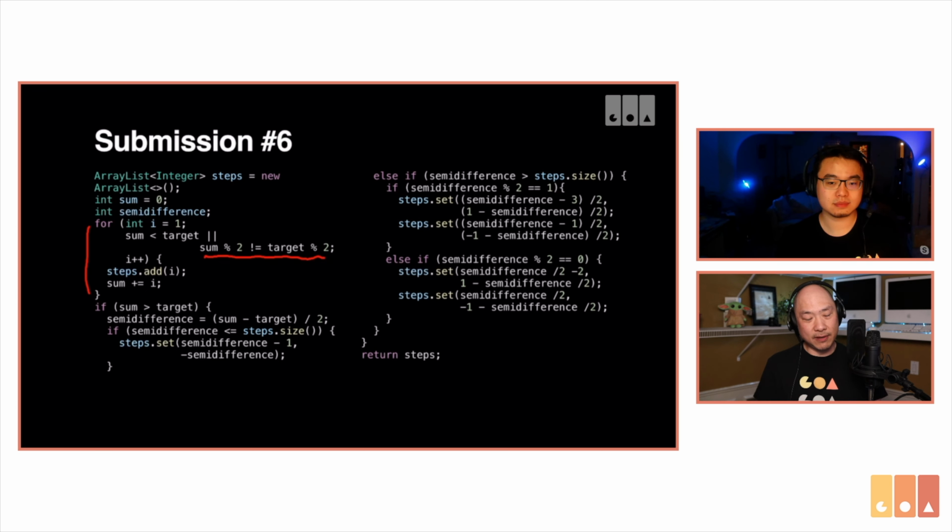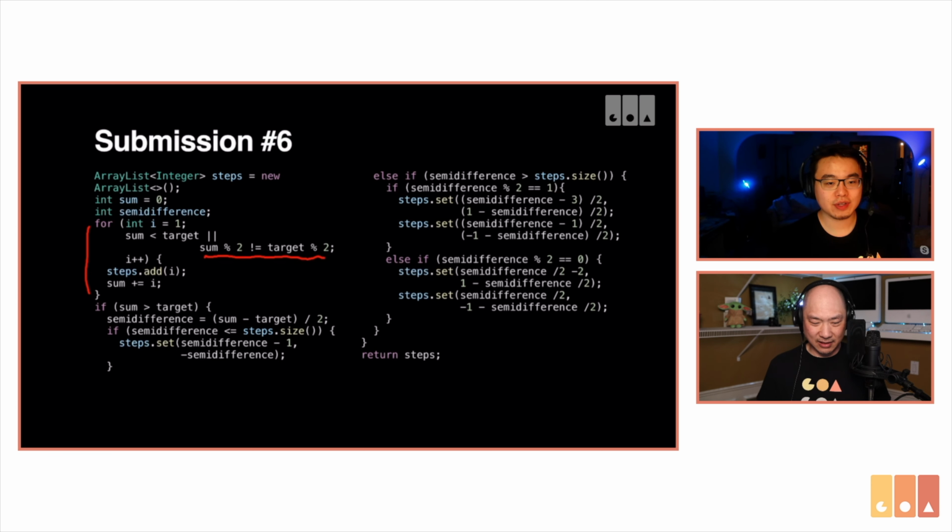If you can boil it down that way, it's a lot easier, rather than forcing the reader to understand what it means when the sum is even and the target is even, or the sum is odd and the target is odd. Rather than forcing the reader to work through that, just make it simple. You're looking for the situation where the sum minus the target, which is the difference, is odd, because that's basically what you're looking for.